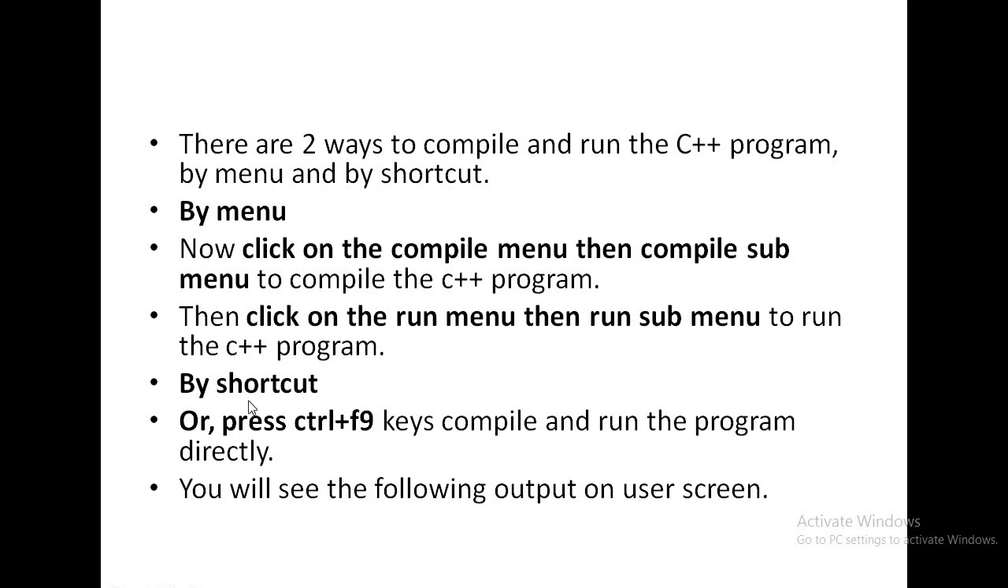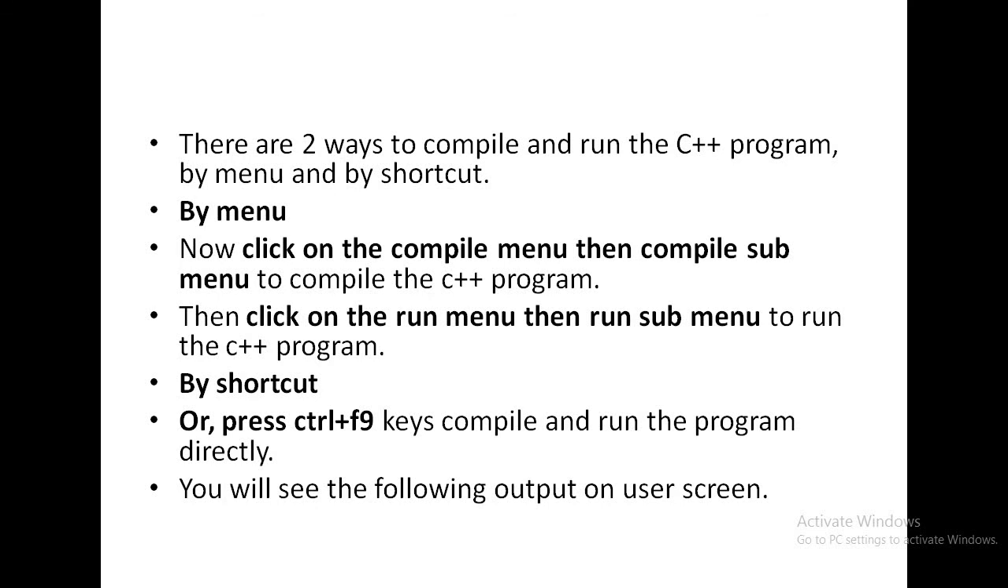But how to compile and run the program with the help of keyboard shortcuts? Now always press Ctrl plus F9 for compilation and running of your program directly. There are two shortcuts: Alt plus F9 for compile, Ctrl plus F9 for run. But whenever you press Ctrl plus F9, the compilation and running process will be successfully completed.